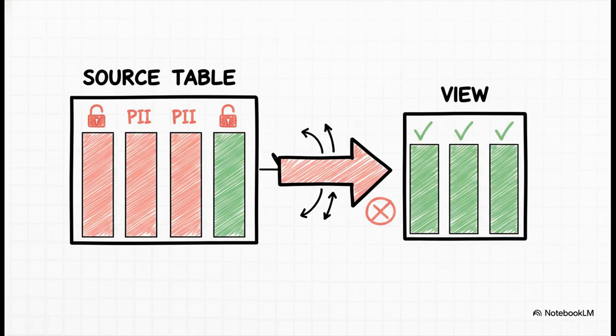So first move? We create a brand new, separate data set. We'll call it our destination data set. And inside that, we create our view that only selects those 3 safe columns.